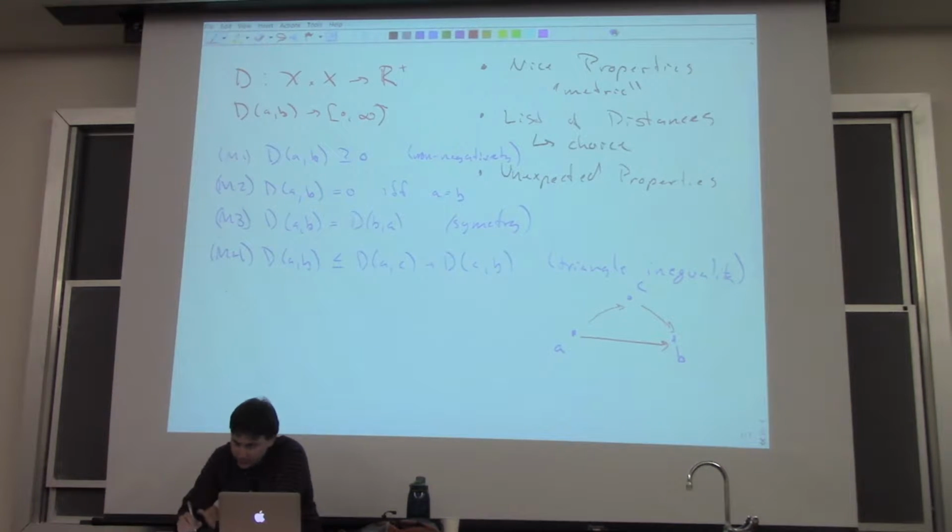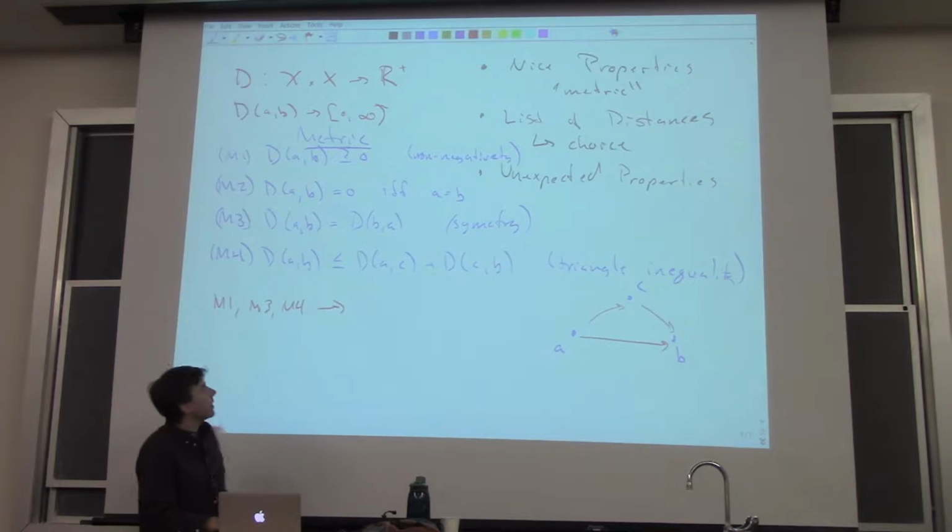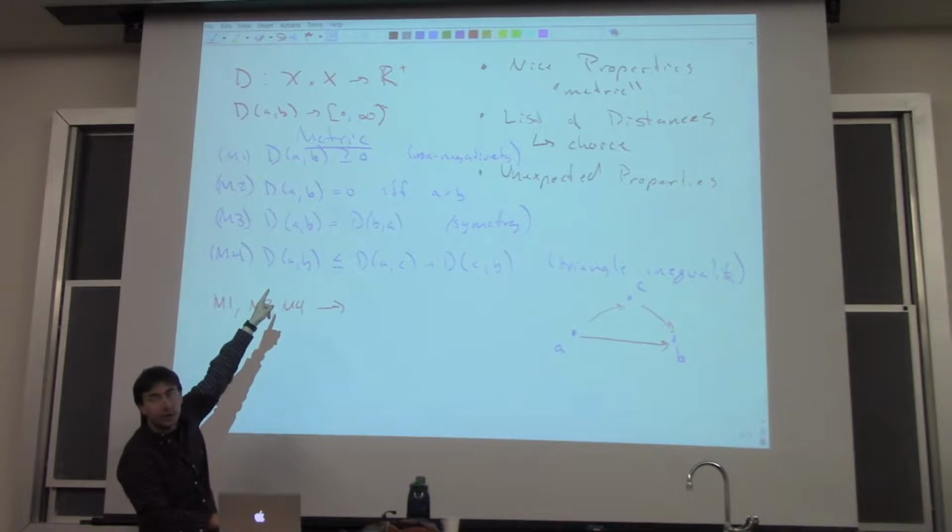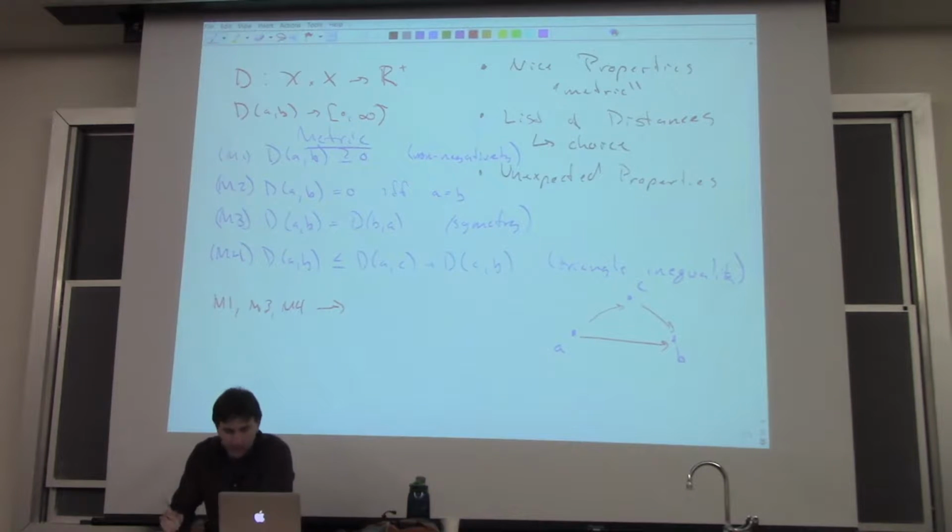Okay, so just before I start talking about some distances themselves and their properties, let me just mention that if you have M1, M3, and M4, so these four properties are if something is a metric. If I have just these three properties, so I'm missing M2, that it's only 0 if and only if A is equal to B, then this is what's called a pseudometric.